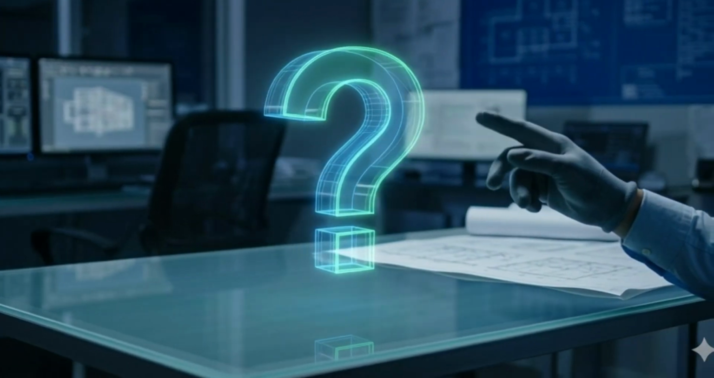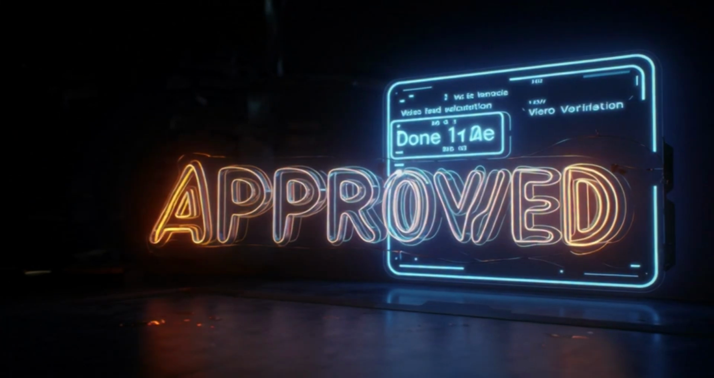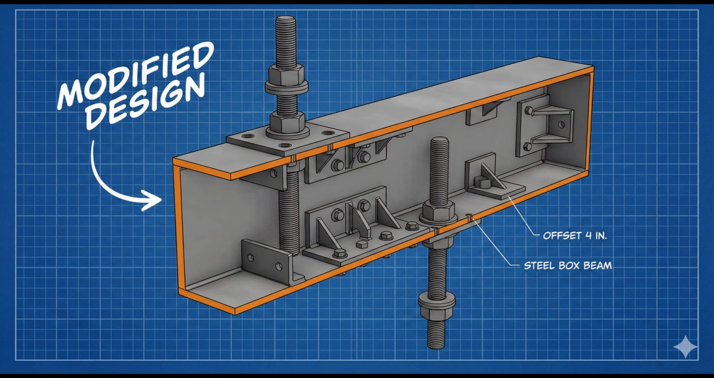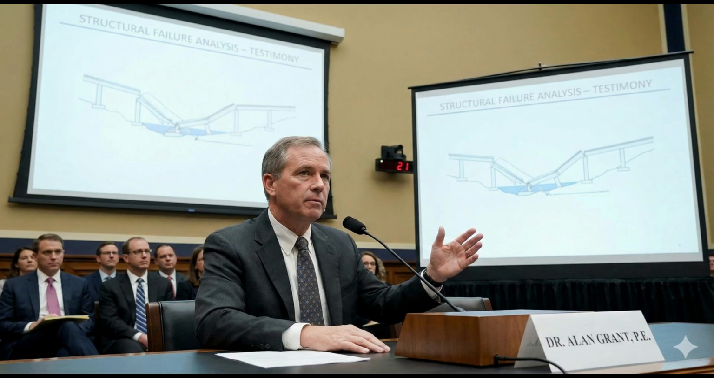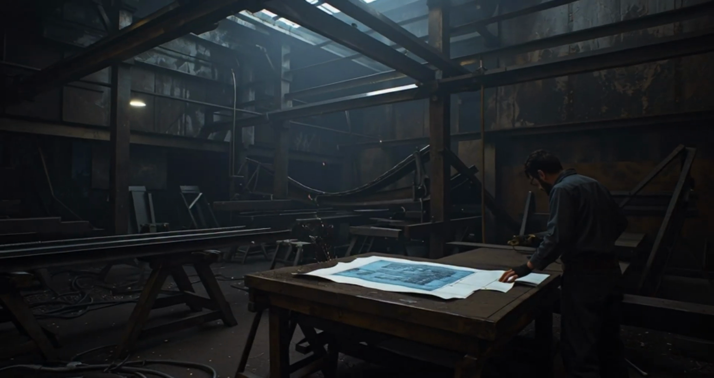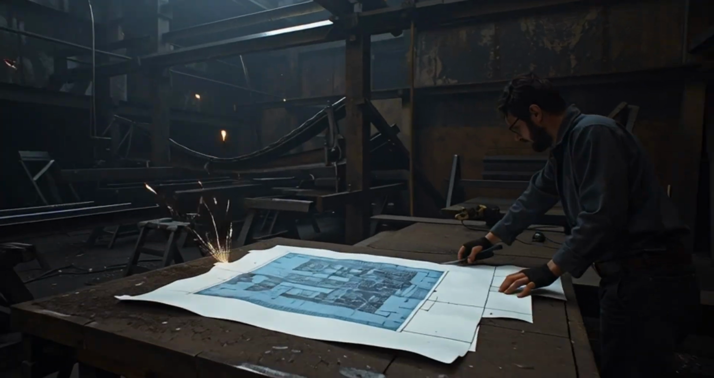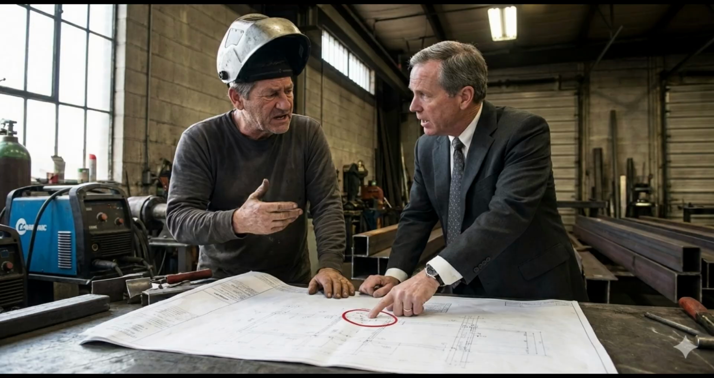But the question became, how did this change get approved? The fabricator's modification was never checked by the original structural engineer. The detailed drawings were stamped and submitted, but the calculation verifying the load capacity of this new connection? It was never performed. In the investigation testimony, it became clear that there had been a breakdown in communication. The fabricator believed the engineer had approved it. The engineer stated they never performed a detailed review of the changed connection.